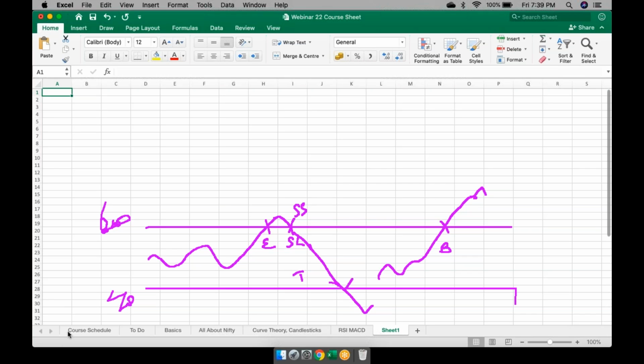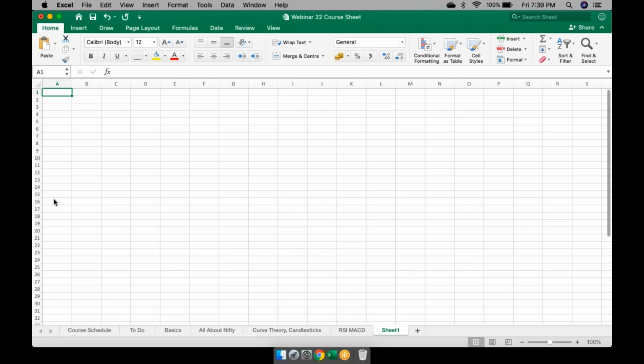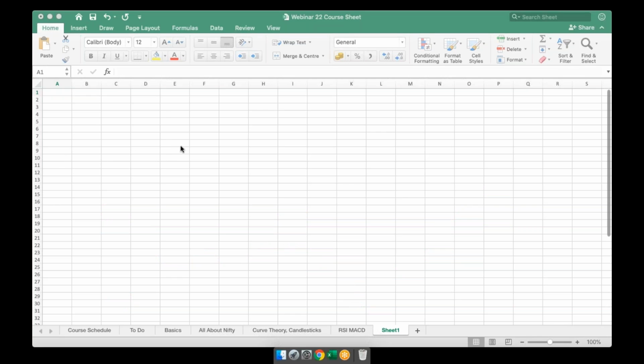Next, I think RSI is very clear, right? So very simple, trading based on RSI at the 60 level and 40 level.